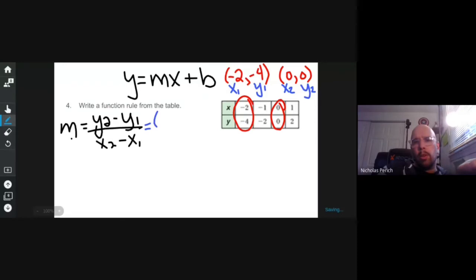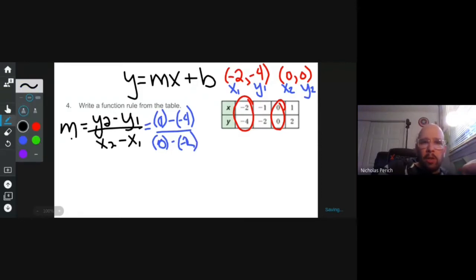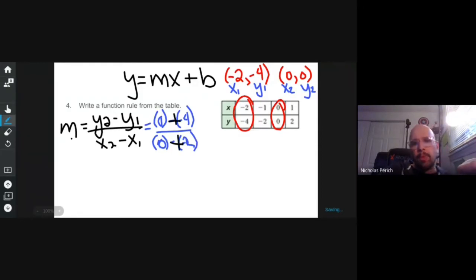I start out with 0 because y sub 2 is 0, minus y sub 1, which is -4. Ooh, a double negative. X sub 2 is also 0, cero en español, minus x sub 1, which is -2. Ooh, another double negative. Let's turn those double negatives into positives. 0 plus 4 is 4, and 0 plus 2 is 2. And last time I checked, 4 divided by 2 is 2. So this is what I have so far.